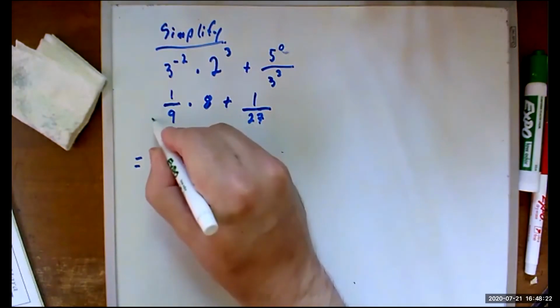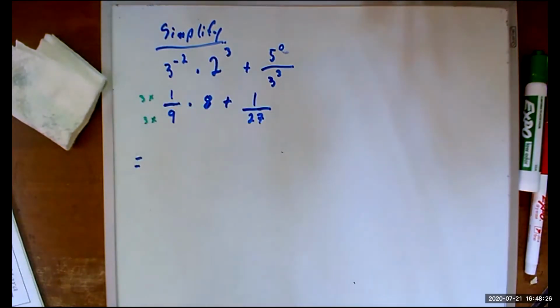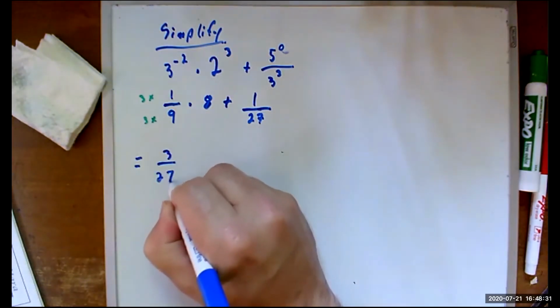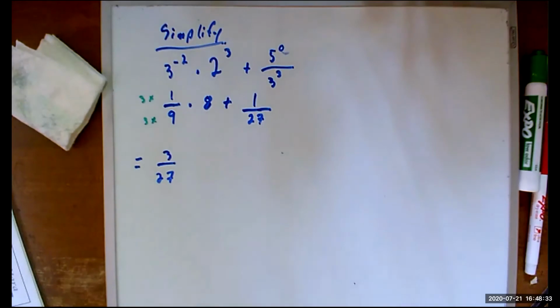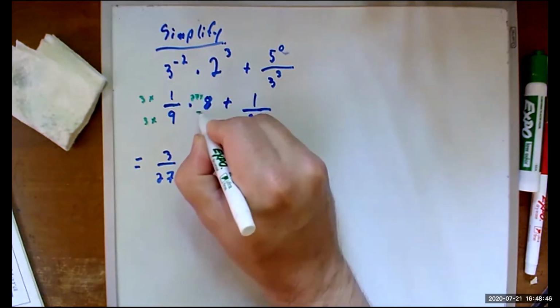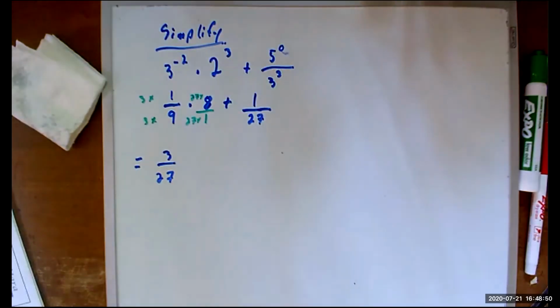We need common denominators. That's what the fraction rules tell us. So 9 needs to match with 27. It's quite easy. We multiply it by 3. Whatever I do to the bottom, I must do to the top. And I end up with 3 over 27. 8 is not quite so easy. 8 does not deal with 27s nicely. So in the end, we have to multiply 8 times 27, top and bottom.